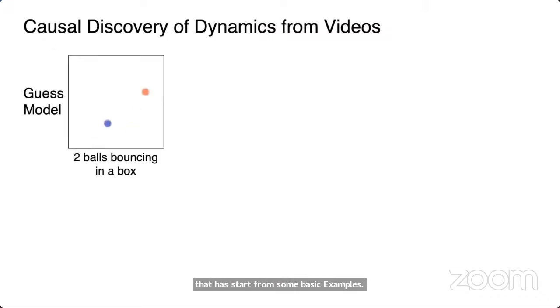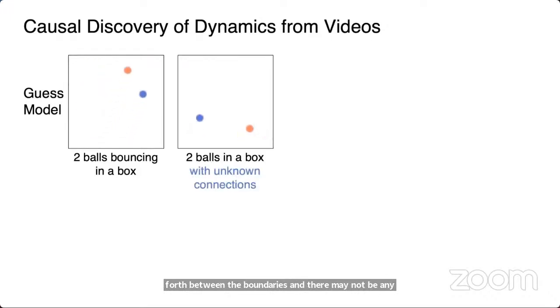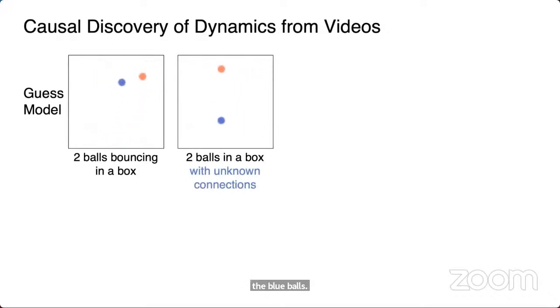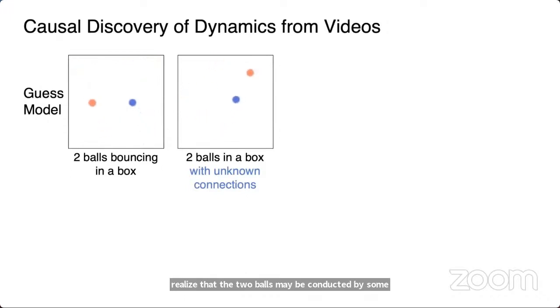As you can see from the video, there are 2 balls moving around. You could realize that the balls are moving freely over the 2D space, bouncing back and forth between the boundaries, and there may not be any physical relationship between the red and the blue balls. But what about the second video, where the balls start from the same configuration? You may realize that the 2 balls may be connected by some invisible physical relations, and hidden confounding variables like relation type and relation parameters causally affect the balls' movements.